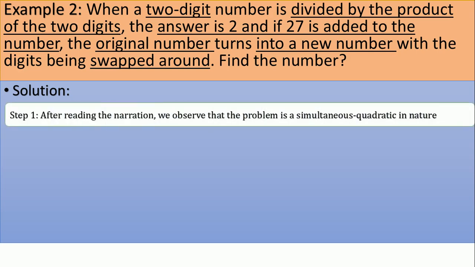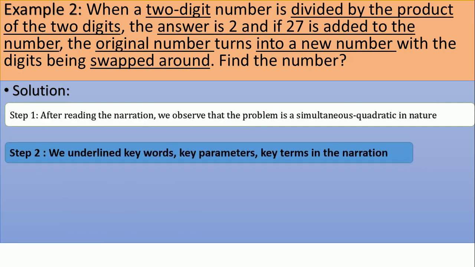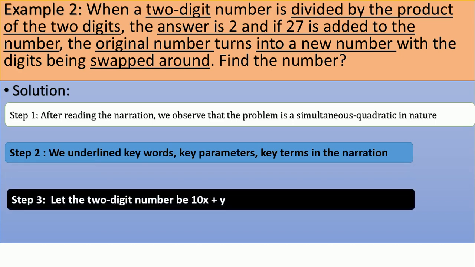Let's go. If you read through the narration, you observe that this is also simultaneous quadratic in nature. By the time you underline the keywords, you can tell what that number is. Since it's a 2-digit number, we've learned in elementary mathematics that we have the units and the tens in terms of place value. The unit is represented with y, and the tens part is represented with 10x. So the 2-digit number will be formed with 10x plus y.